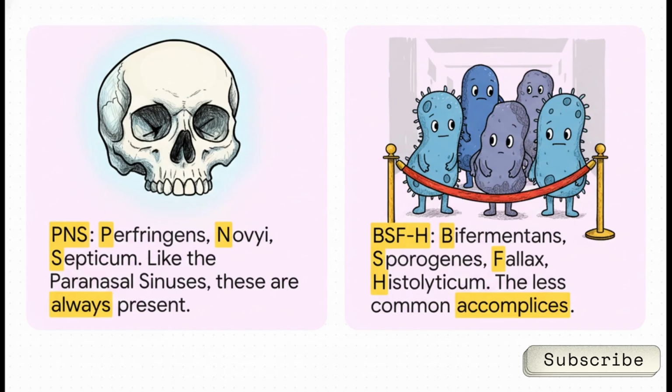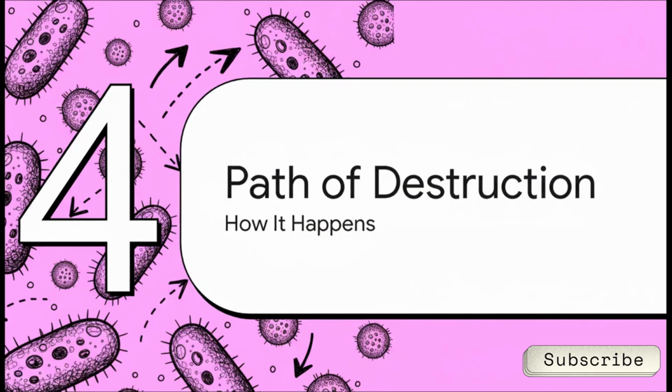For the probable agents, remember BSFH. That's B for bifermentans, S for sporogenes, F for fallax, and H for histolyticum. Lock these in your brain, PNS and BSFH. Done. All right, we've identified the criminals. Now let's figure out how they pull off the crime.